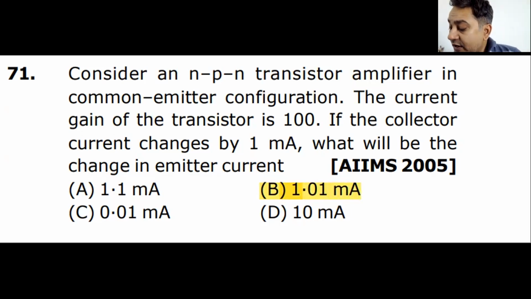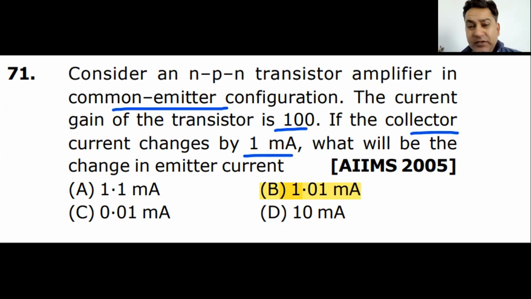It's a common emitter configuration. So they've given you the value of what? Beta. Yes or no? Yes, sir. Beta is given as 100. Collector current is given as 1 milliamp. You have to find the value of emitter current. How will you get it? First, you will get the value of base current. Yes or no? Yes, sir. And then you will add base current with the collector current. We have done this many times, and the answer that you will get is 1.01 mA.